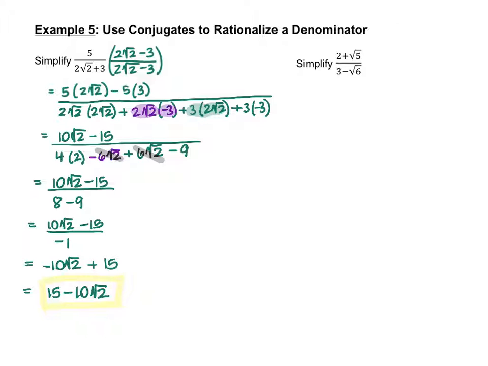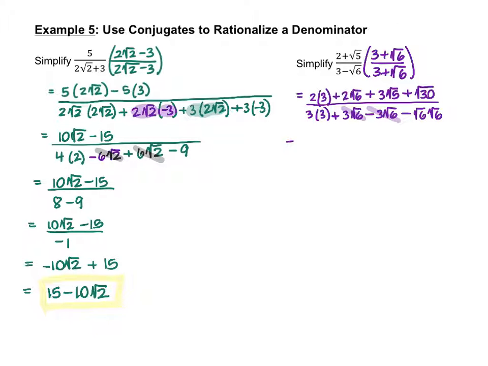Let's go on to the next example. We see in the denominator we have 3 minus the square root of 6. So we know that we're going to multiply the numerator and denominator both by 3 plus the square root of 6. This time we need to FOIL in both the numerator and denominator. So switch off the video and try to do the FOILing on your own. Turn the video back on when you're ready to check your work.